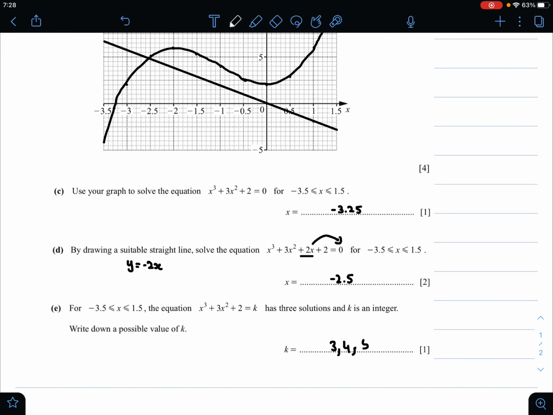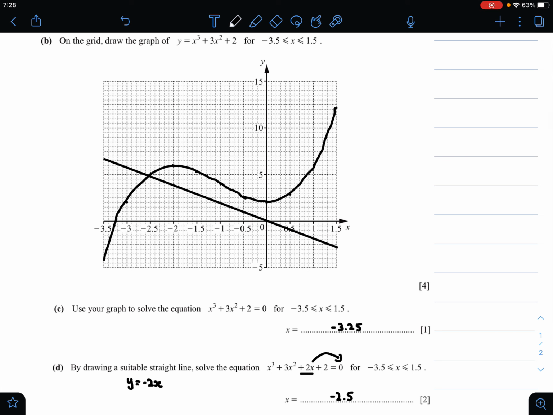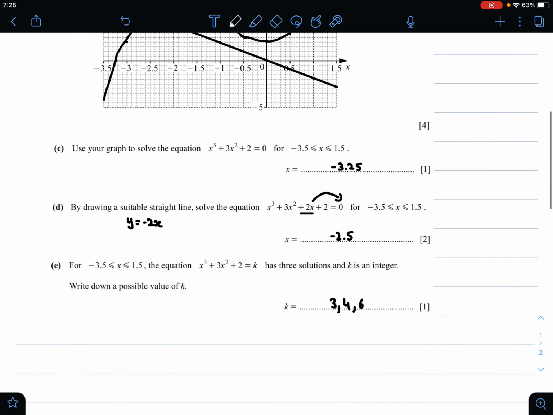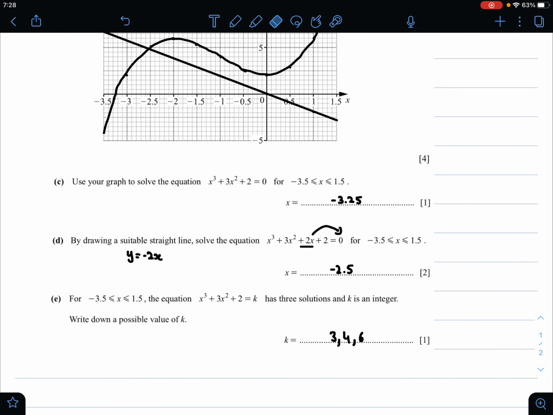Now you have to write only one answer, so it can be either 3, 4 or 5, because the top of the curve, that is here, is at 6. At 6 you would have only 2 points. So therefore 3, 4 and 5, not 6. Out of these three integers, you could write any one integer as your final answer for question 2 of this paper.